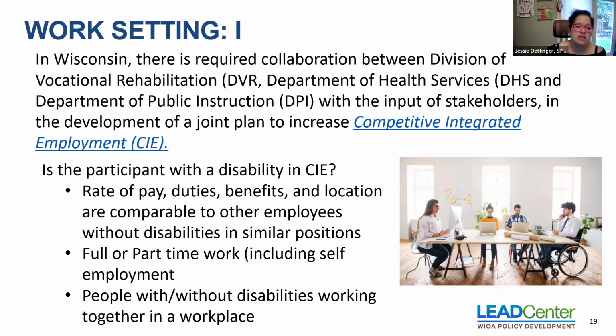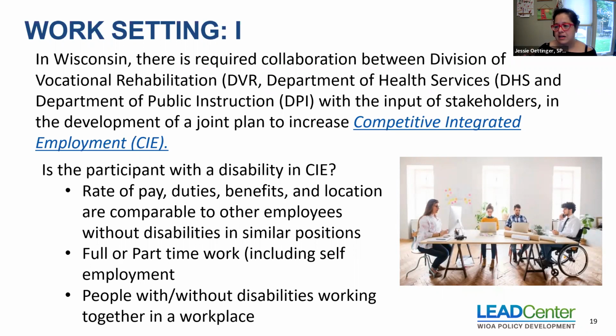In 2017, Wisconsin passed Act 178, which requires that the Department of Vocational Rehabilitation, the Department of Health Services, and the Department of Public Instruction collaborate with stakeholders to come up with a plan to increase competitive integrated employment in Wisconsin. And in early 2021, they published some guiding principles. And the upshot there is that this is really the best scenario for most folks. It's good for the employers, the other employees, and the individual themselves to put them right into that work situation on day one, working with employers.